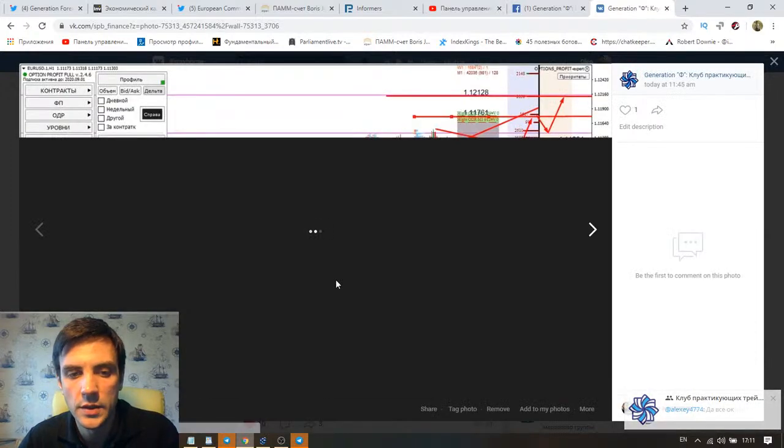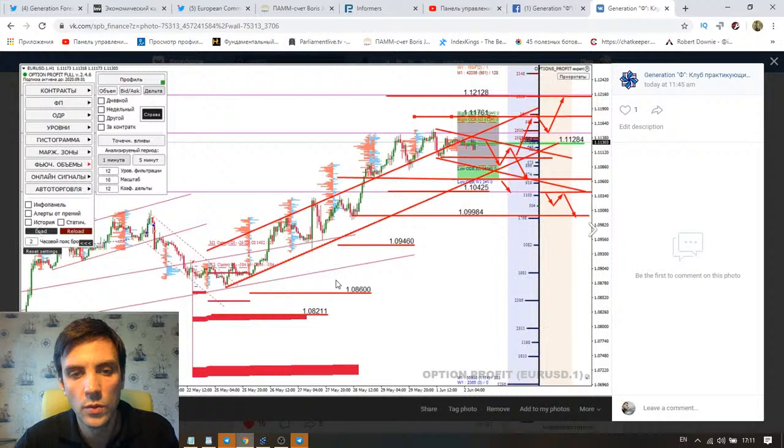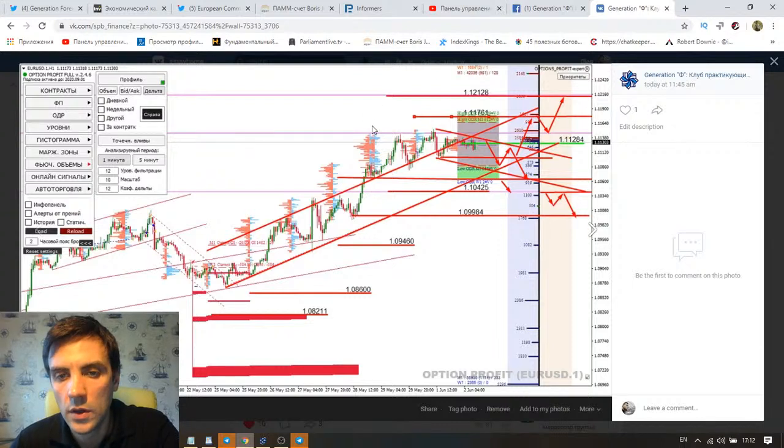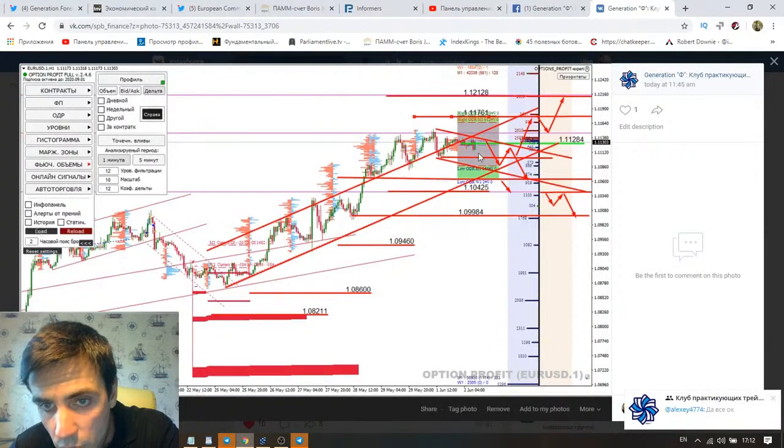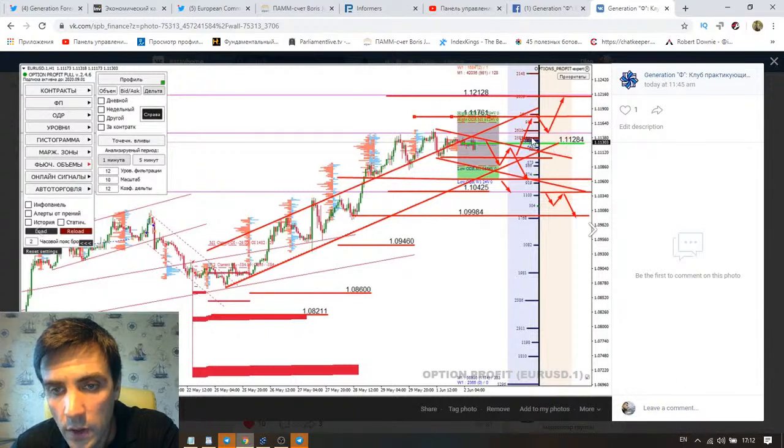So we have 4 pairs for today: euro dollar, pound, Japanese yen, and gold. The first one is euro dollar. In the morning we see the following picture. We are close to the balance line. The balance line was 1.1128. So we have 2 patterns, 2 ways for our euro dollar: some correction to a trend line and continuing the path to the north.